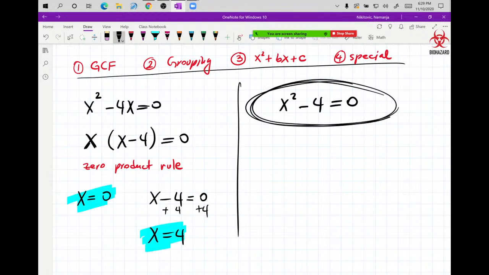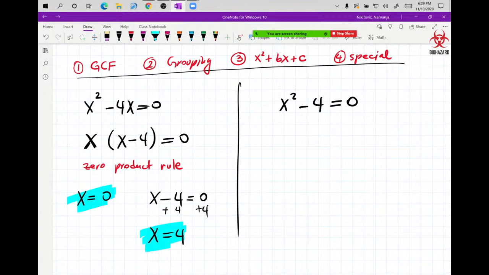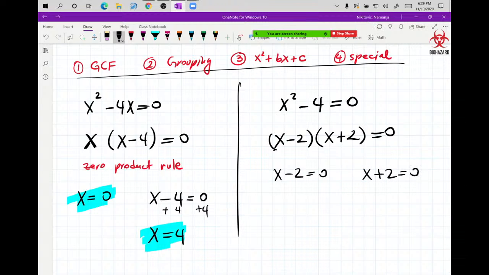So this problem here is special factoring. So it's just x minus 2, x plus 2. That was from the last class, when you have a difference of squares. So the square root of x squared is just x, and the square root of 4 is 2. So we have x minus 2 equals 0, and x plus 2 equals 0. We solve each one of these independently. We get x is 2, and on the other side, x is negative 2. So we have, again, 2 solutions.